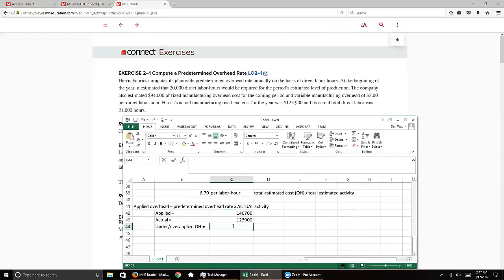So if I take the difference between those two, and I'll do the numbers out here in the formula just to be more explicit, 140,700 minus my actual overhead incurred of 123,900. That means my overhead was over applied by $16,800.